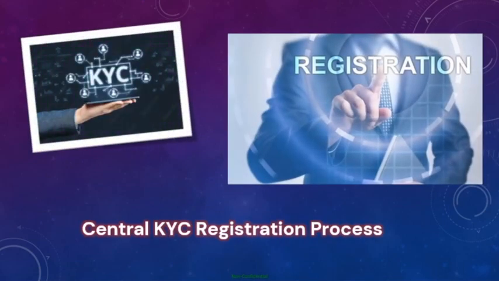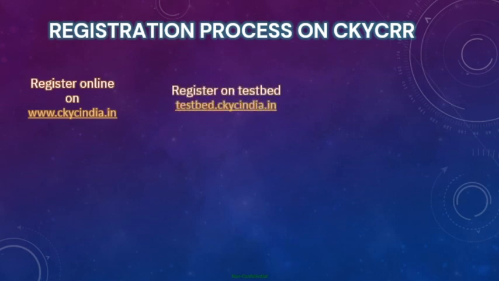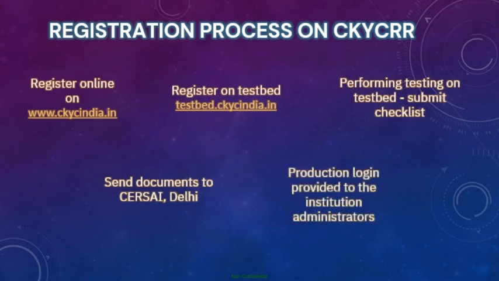You need to submit the registration form online on the CKYC portal and register on the test environment of the CKYC portal. The reporting entity shall perform testing on the testbed portal and submit the testbed checklist. All the supporting documents are to be sent to CERSAI, Delhi office. Production login credentials shall be provided to the institution upon successful verification of documents by CERSAI and successful completion of testing. For more details, refer to the Registration and Testing Procedure document under the Download section of the CKYC portal.